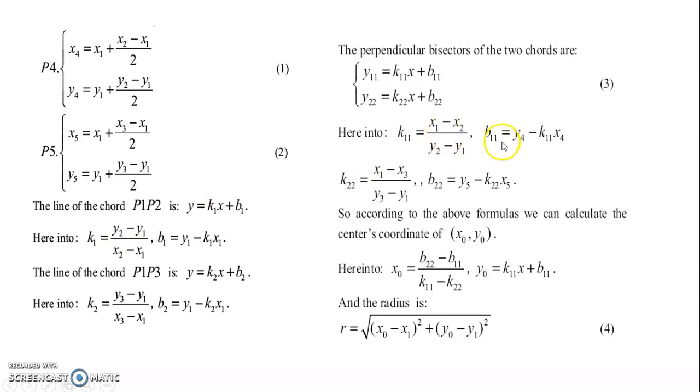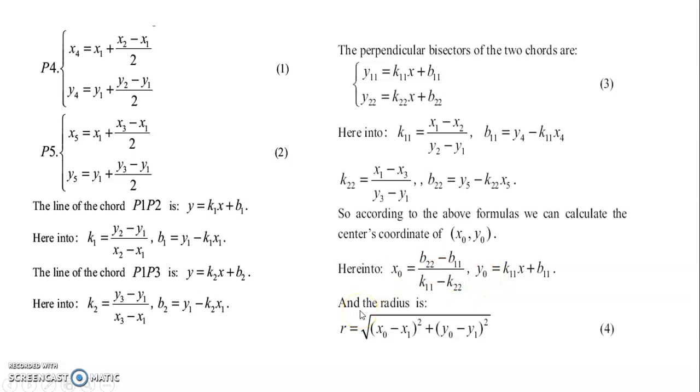Similarly, we'll find b11 from the equation. Similarly, for another bisector, we'll find the slope and the intercept. Once we have found the equation of that line, we know that the point where they intersect is the center. So we'll equate both equations and we'll get the value of the center, that is x0, y0.